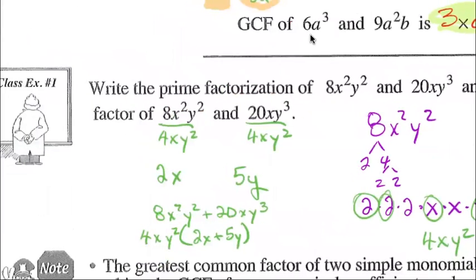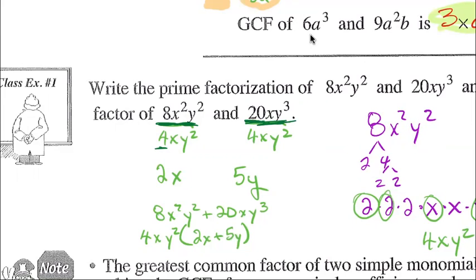Then we looked at a couple of examples looking at the greatest common factor. Hopefully you can start to see these by inspection. So you're just looking at them and seeing them. Seeing that 8 and 20 have a greatest common factor of 4. And then x squared y squared and x cubed y cubed have a greatest common factor of x and y squared.